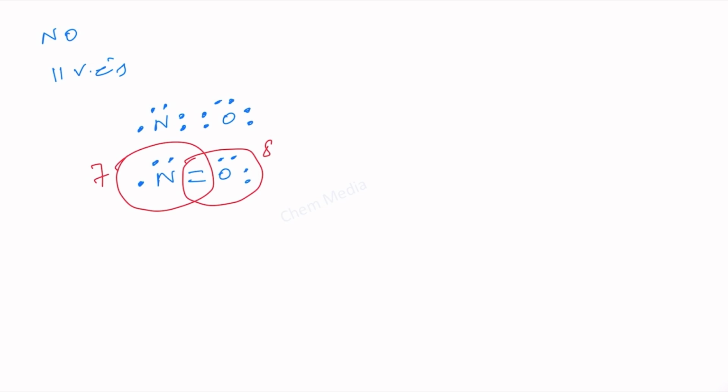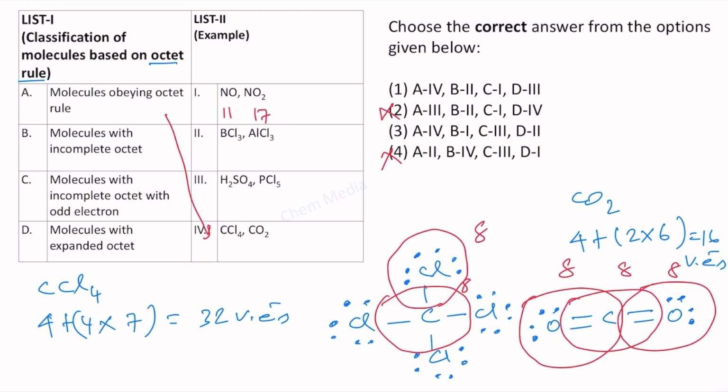Likewise, NO2 will not obey the octet. The nitrogen atom will not obey the octet rule, though the oxygen atom will obey. And this means that C should match with 1.